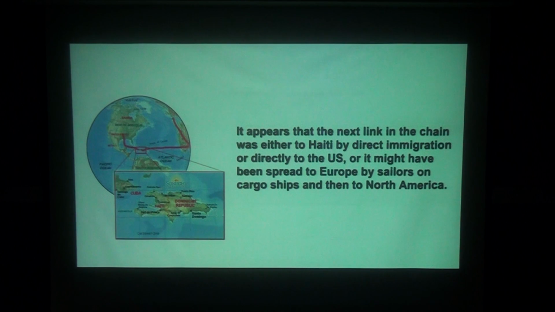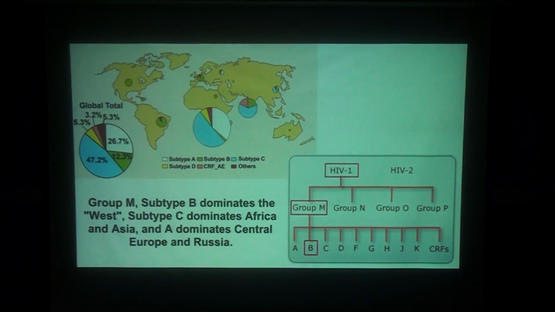or directly to the US, or it might have been spread to Europe by sailors on cargo ships and then to North America. The data is a bit spotty, but the emergence in the major cities of Europe was slightly after the disease was documented in New York and San Francisco. Asia and Russia may have been infected by a second wave of emergence, as their subtype profiles are markedly different from the European and North American subtypes. South America, Australia, and Northwest Asia are a possible third wave of emergence.